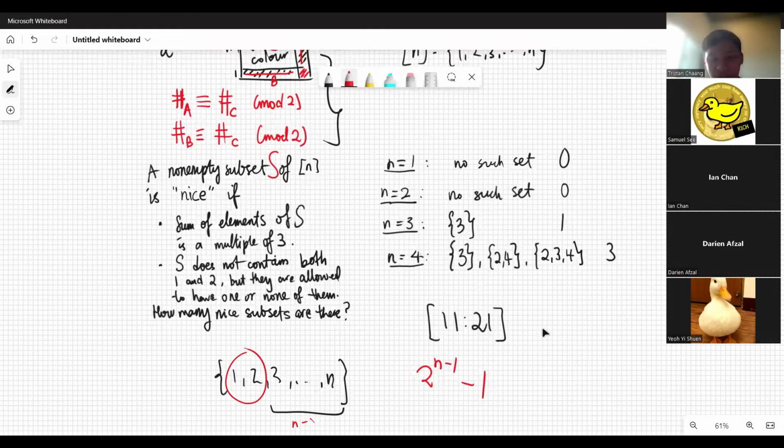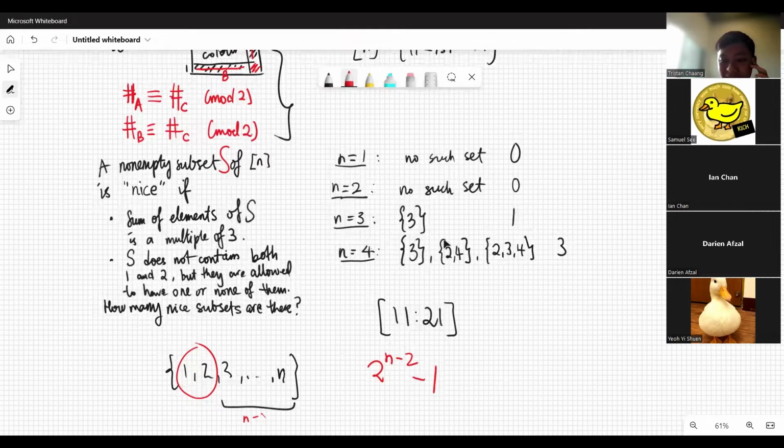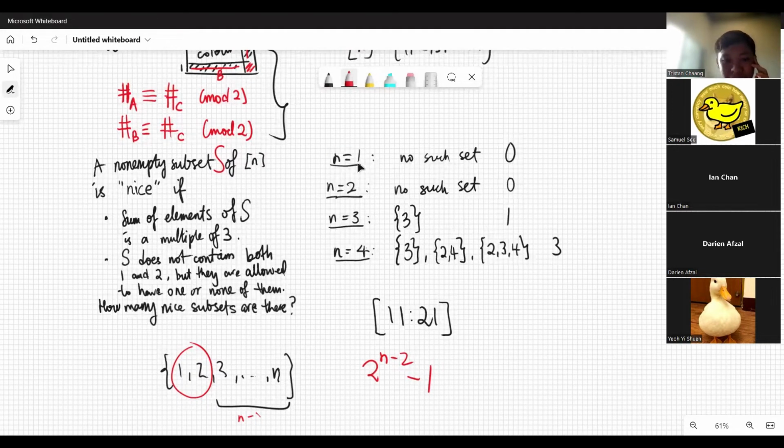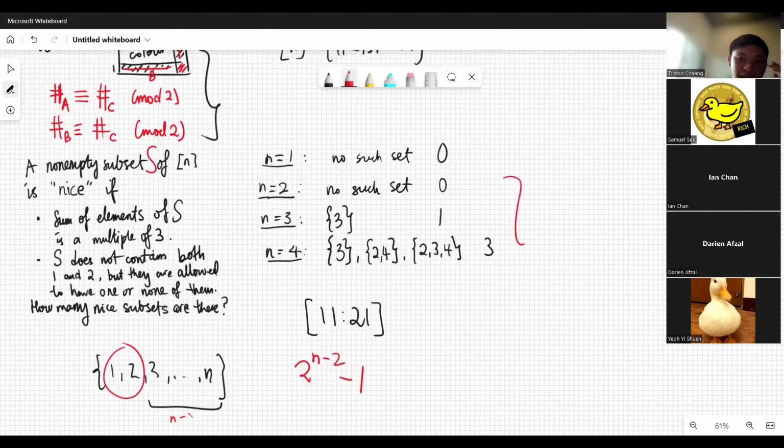Oh wait, sorry. N minus 2. Yeah, we want the remaining n minus 2, right? So 2 to the power n minus 2. Of course, the case for n equals 1 is a bit separate because it doesn't really make sense to talk about the remaining n minus 2 elements for n equals 1. So for n equals 2, 3, 4, 5, 6, and so on, it is this. So for n greater than or equal to 2, and then 0 for n equals 1.